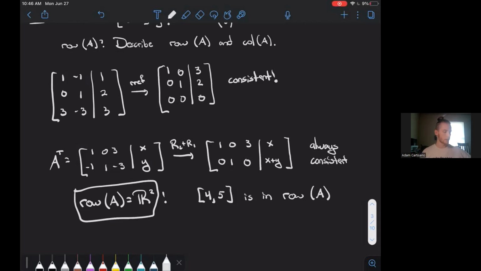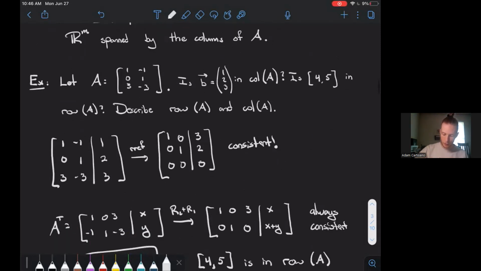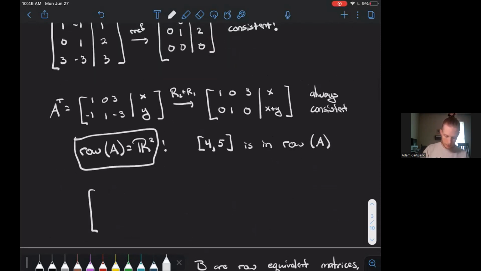If we were to do a description of the column space of A, we would have to do the same thing. We'd have to set up an equation, but instead of doing the vector 1, 2, 3 in our augmented matrix, we would have to set up the augmented matrix 1, 0, 3, negative 1, 1, negative 3, augmented with x, y, z. Then we have to row reduce this.